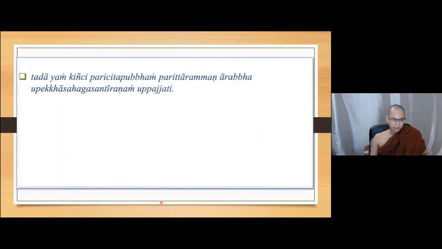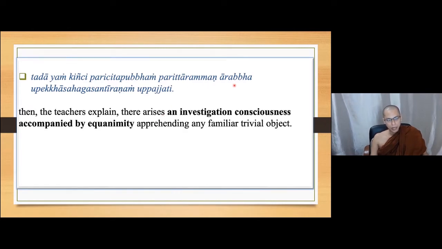the last part of the text. Yankinchi parisita pupan, Paritāramanan araba upekha sahagata santirana upachati. Here, the text mentions that when the process with the Javana accompanied by displeasure, Domanasa Javana, arises in the person, in the individual's mentality, who was born by the Somanasa Patisandi, so rebirth-linking consciousness accompanied by joy, at that moment the registration cannot occur.